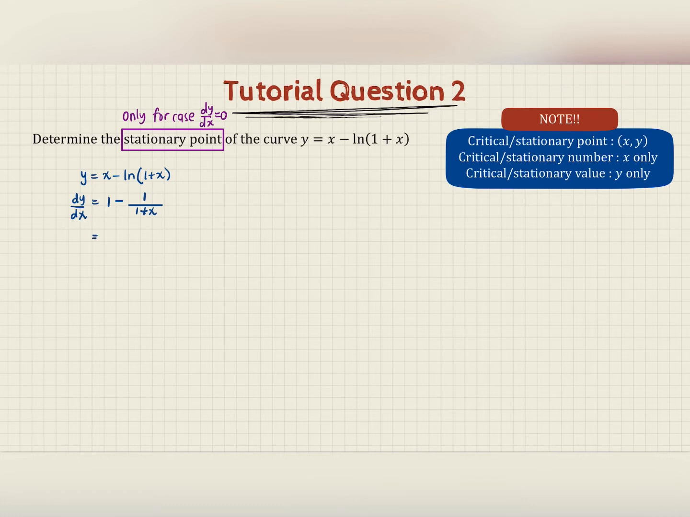Okay, saya samakan, jadikan dia in terms of one fraction sahaja. So 1 plus x minus 1 over 1 plus x. So bila kita simplify, kita dapat x over 1 plus x.